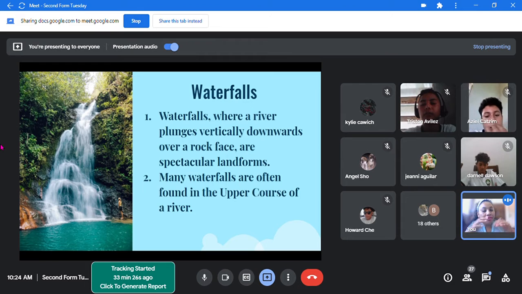Sometimes the waterfall is the end of the river because then there is nowhere else for the water to go. And at other points you have a waterfall and the river continues, and you might have another waterfall and the river continues. Alright?